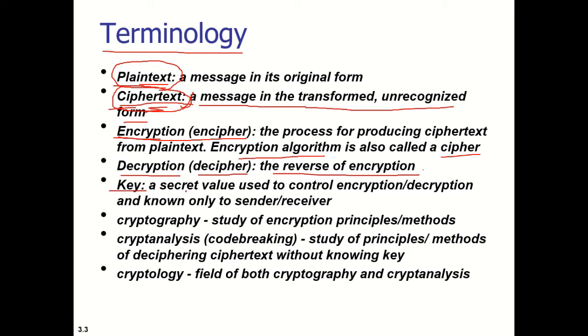Next thing we have is key. Key is a secret value which will be used by both sender and the receiver, and it will control the whole process of encryption and decryption. And as I already told you, both sender and receiver need to know the value of the key.